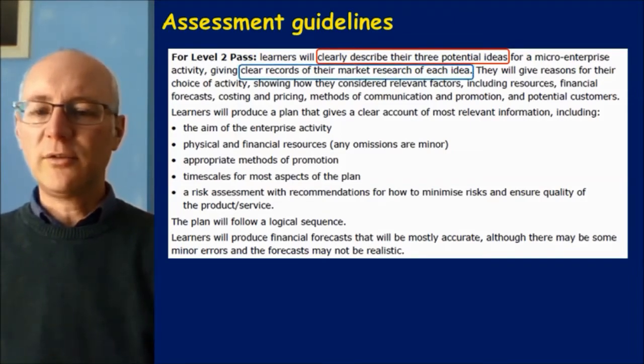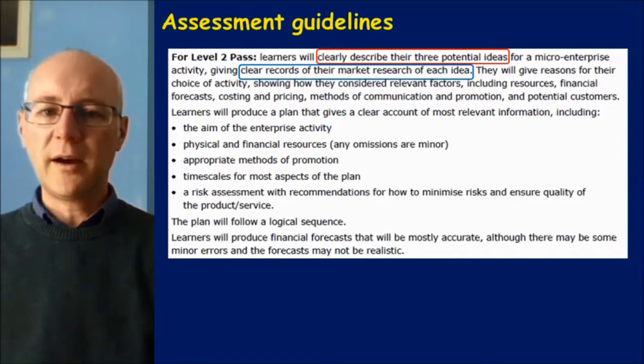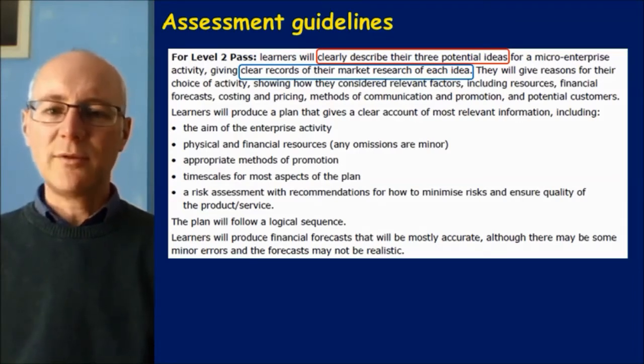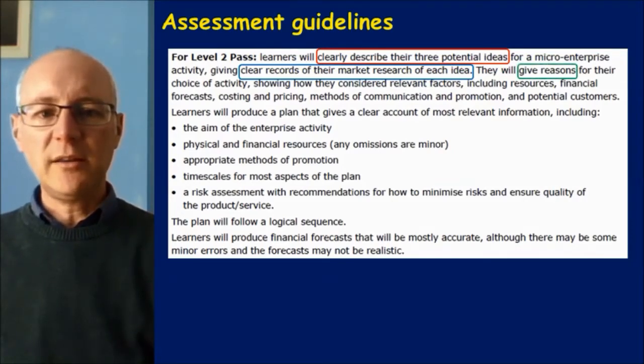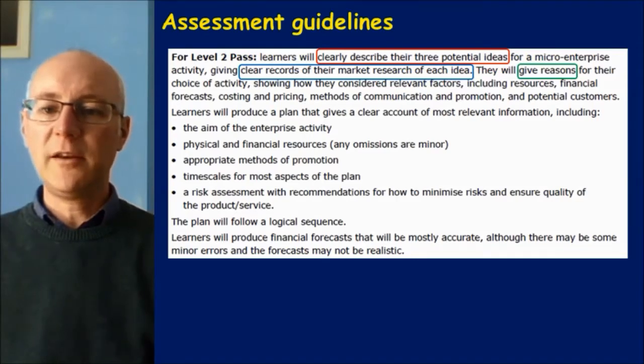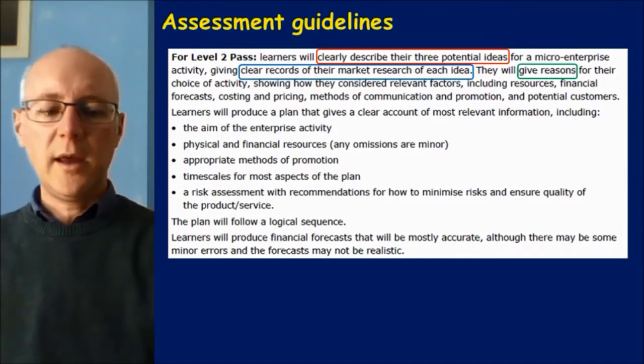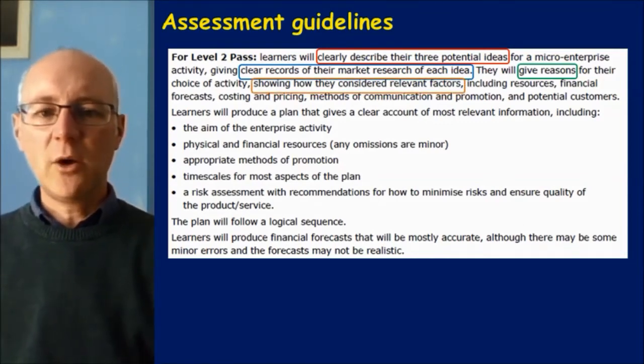You're going to need to do some market research on each of those 3 ideas, because it says you need to give clear records of your market research for each idea. Clear records should include what market research you did, if you did a survey or something like that, the questions that you asked in your survey and your results from that market research. Also, you need to give reasons for the choice that you made for which of your 3 potential ideas you ended up deciding to follow through with, and finally showing how you considered relevant factors.